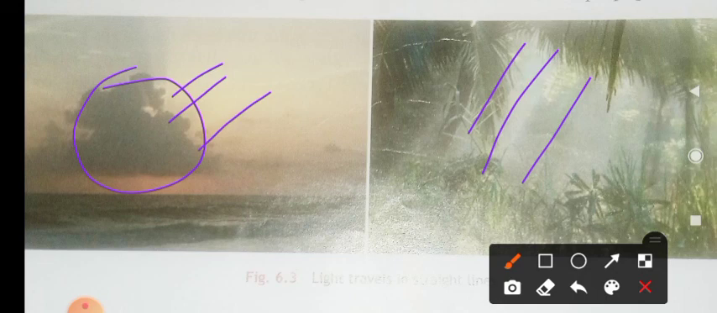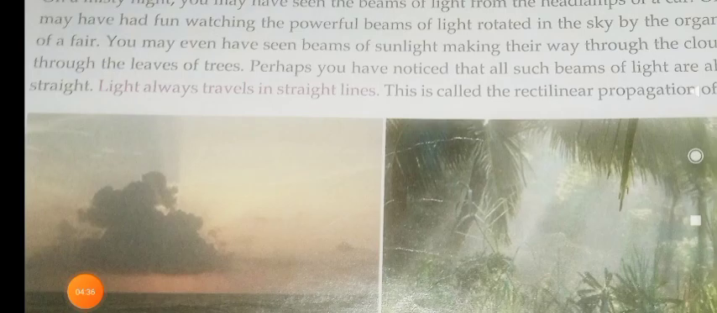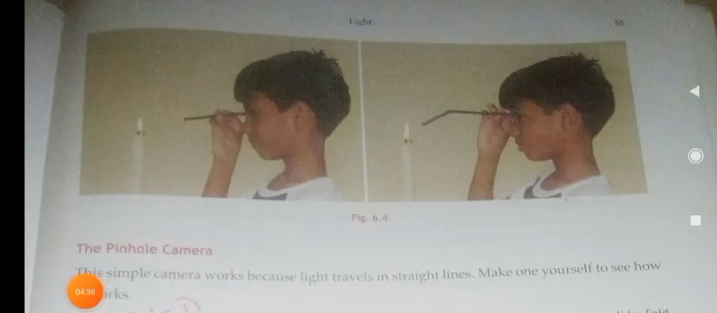What do these pictures say? These pictures say that light rays travel in a straight line. This traveling in a straight line is called rectilinear propagation of light. Light always, not only at certain times, always travels in a straight line, and this is called rectilinear propagation of light. Do you understand, children? We can verify this by using the following simple experiment.